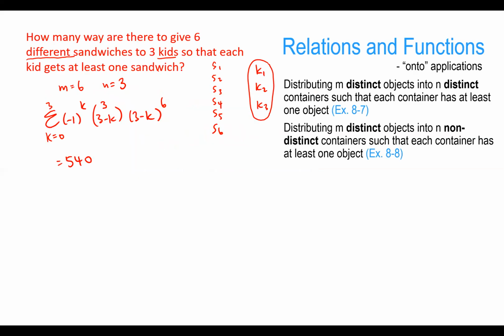Okay, so let's expand on this idea. Let's say that we know that the answer here is 540, and I want to answer another question. Sorry, I'm going to just copy some of this over. And I'm going to copy some of this over.